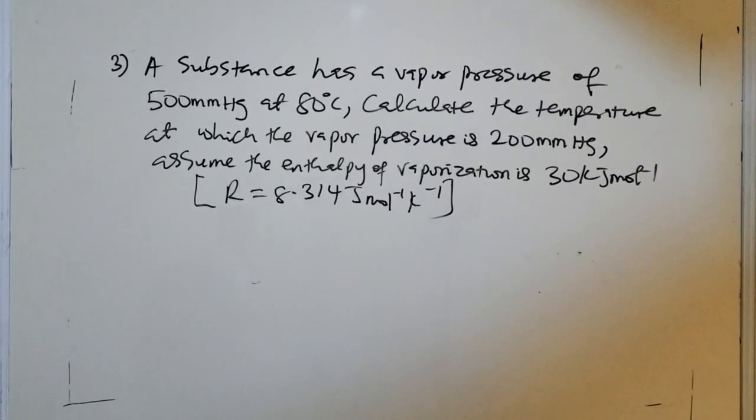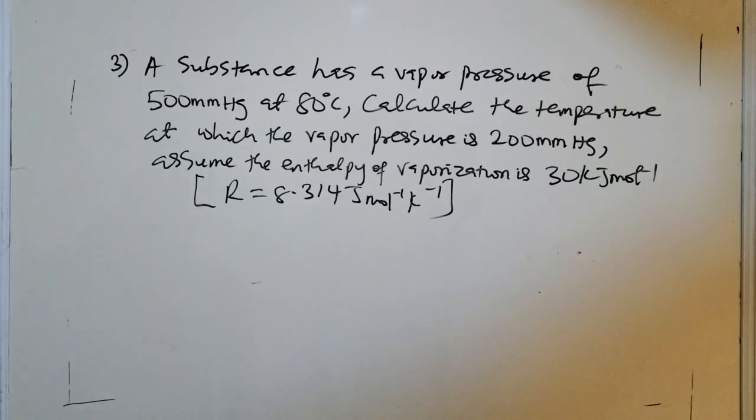So we're taking one more problem on the Clausius-Clapeyron equation. The question says a substance has a vapor pressure of 500 millimeter mercury at 80 degrees Celsius. Calculate the temperature at which the vapor pressure is 200 millimeter mercury. Assume the enthalpy of vaporization is 30 kilojoule per mole. The gas constant is given in bracket as 8.314 joule per mole per Kelvin.